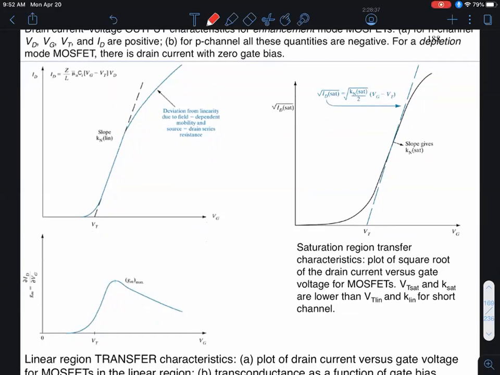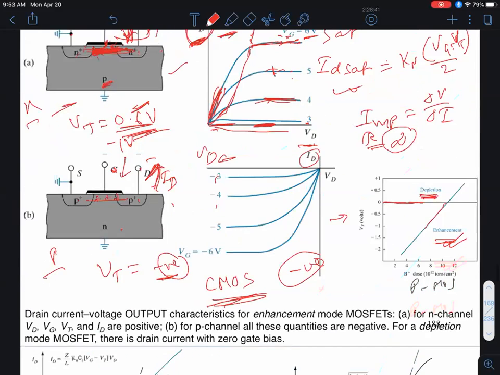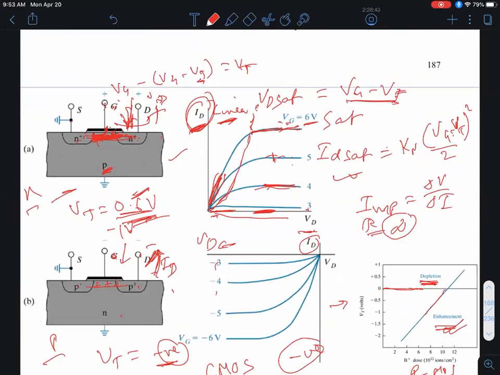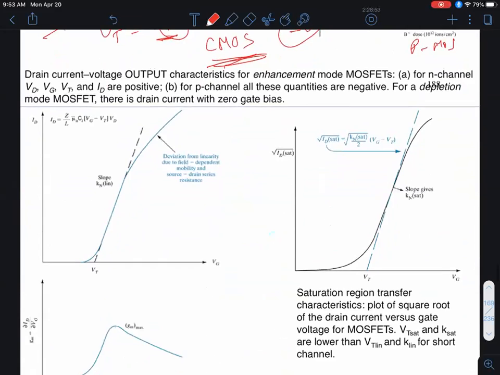All right, this slide shows what are called transfer characteristics. The previous curves are called output characteristics, because I'm plotting output current, drain current, as a function of output drain bias. Okay. On the other hand, these curves are called transfer characteristics, because I'm plotting output drain current not as a function of output drain bias, but input gate voltage. Okay. Now let's see what those curves would look like.